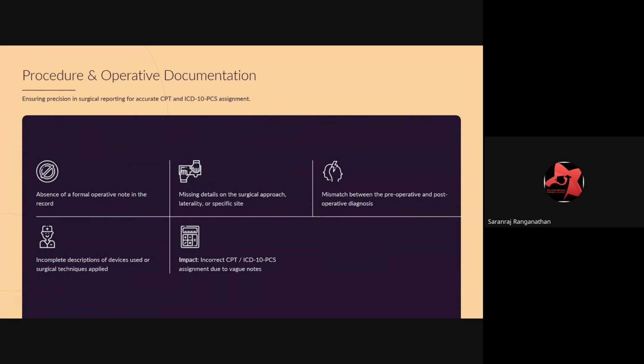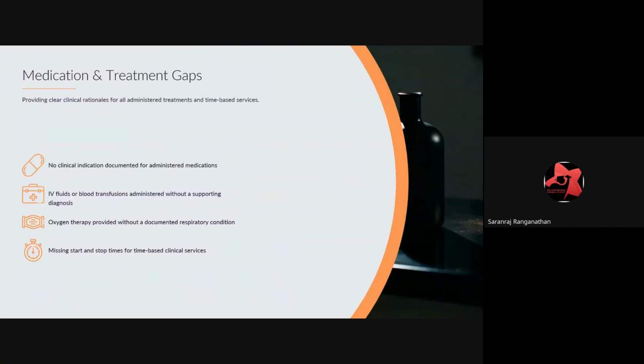Then medication and treatment. It's not only about doing the procedure. The provider clearly should have the clinical rationale, which means clinical explanation. Documentation-related explanation, condition-related explanation: why he is doing the treatment, what type of treatment he is doing, and why he needs to provide this medication and treatment for this particular patient. If we have a gap there, again that is going to be a problem.